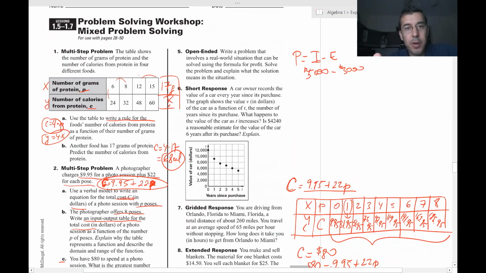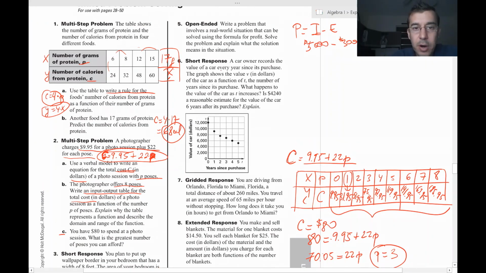Number 6, short response. A car owner records the value of a car every year since its purchase. The graph, this graph right here, shows the value in dollars, y-axis, of the car as a function of t. T is the x, or horizontal axis, the number of years since its purchase. What happens to the value of the car as t increases? Well, as t increases, so 0, 1, 2, 3, 4, 5, the value of the car decreases, right?